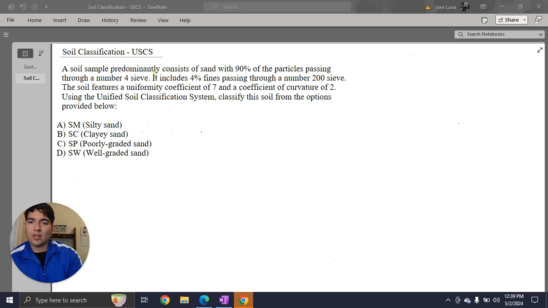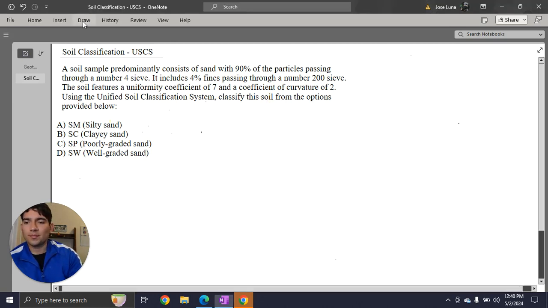For this one, we're given the specifications for our soil sample. It consists of sand with 90% of the particles passing through a number 4 sieve, 4% fines passing through a number 200 sieve, and the soil features a uniformity coefficient of 7 and a coefficient of curvature of 2.